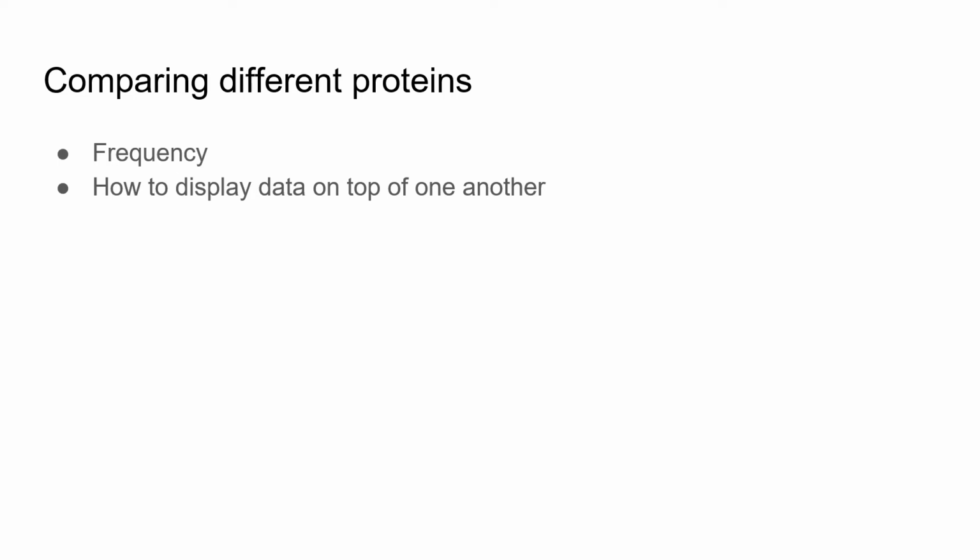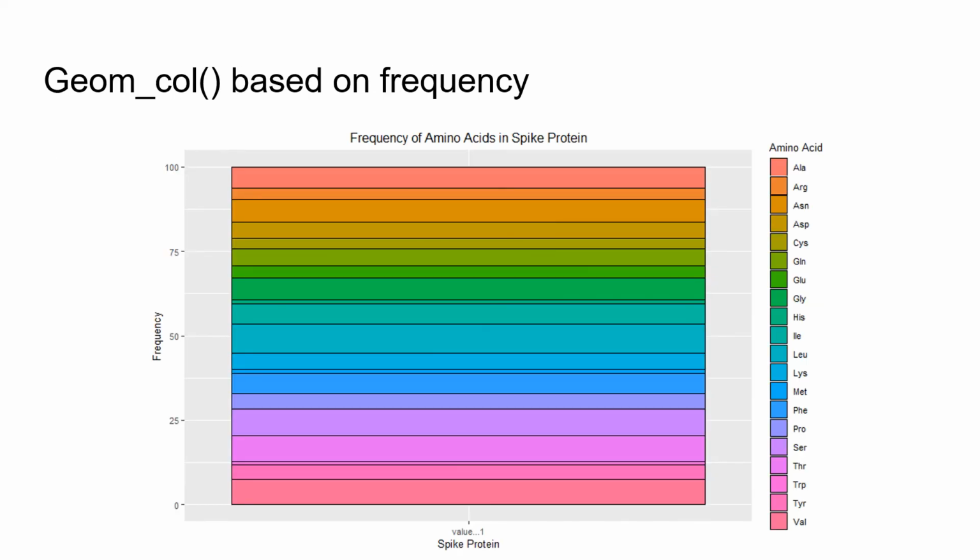So additionally, what we want to do is display this data on top of one another. So being able to overlay different proteins to see how they might compare and contrast from one another based off of the frequency. So here we have the frequency of amino acids within the spike protein, and this is done visualizing using a genome bar.